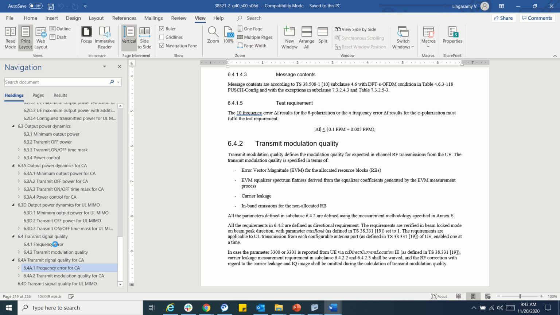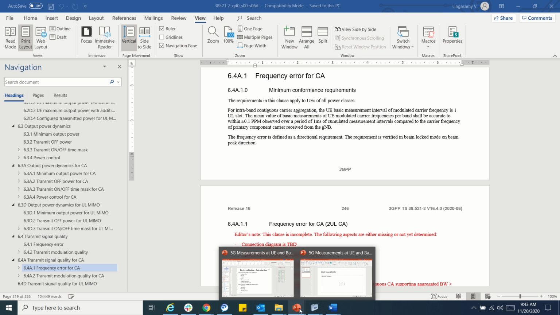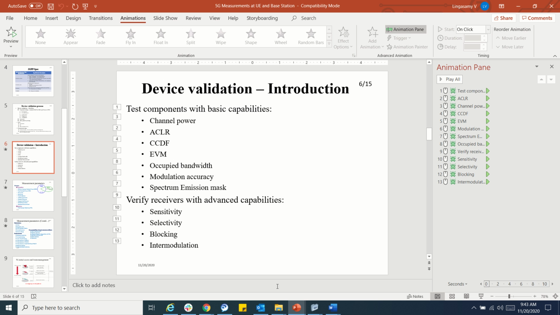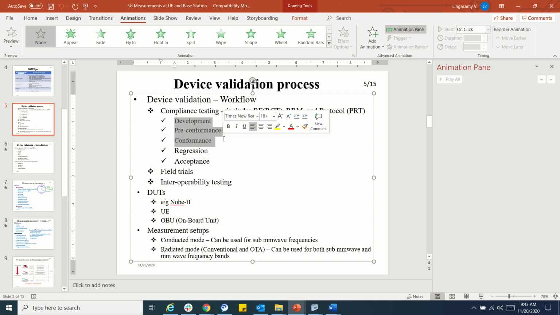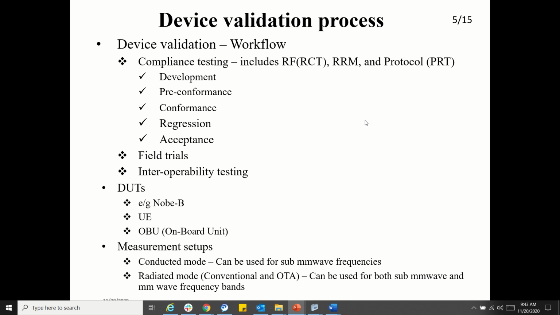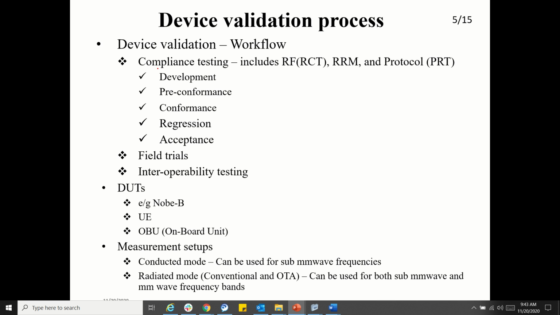Similarly, as I mentioned before, you can see here the same frequency error they are testing for the carrier aggregation scenario, as well as the uplink MIMO scenario. So this is how it will progress. This is what I was mentioning. These parameters, whatever I have discussed now, only those parameters will be measured here. Let me project this screen.